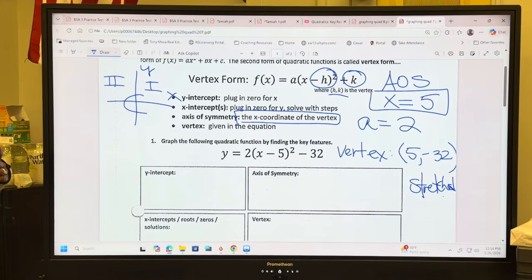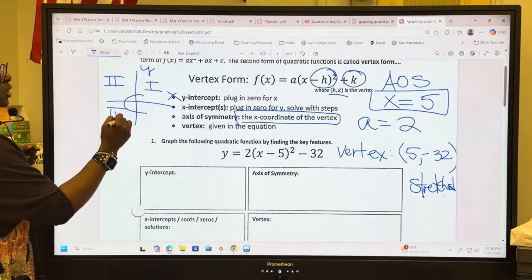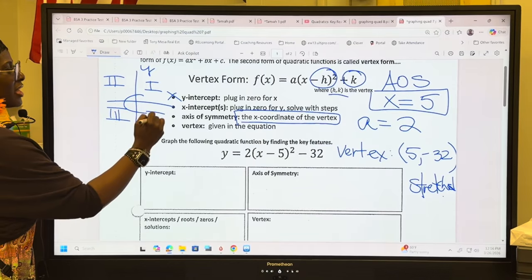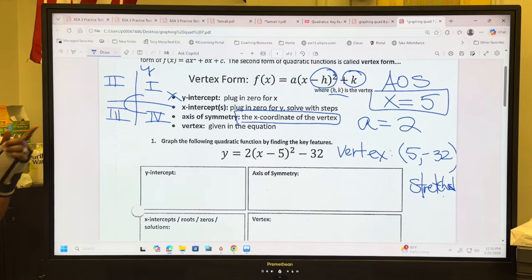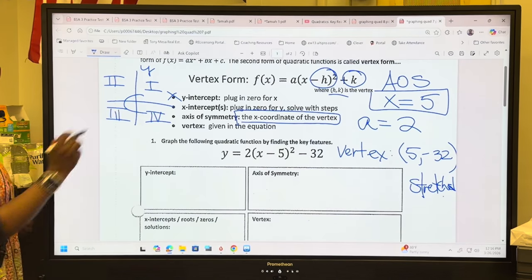This is quadrant what? 2. This is quadrant 3. And this is quadrant 4. We use Roman numerals to name them, right? So it's 1, 2, 3, 4.